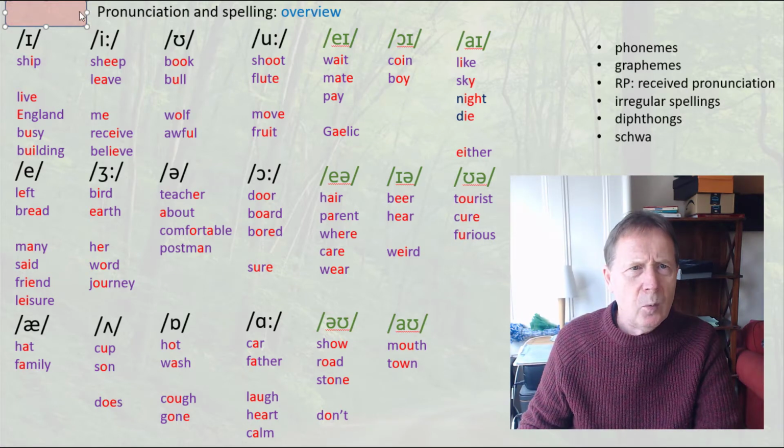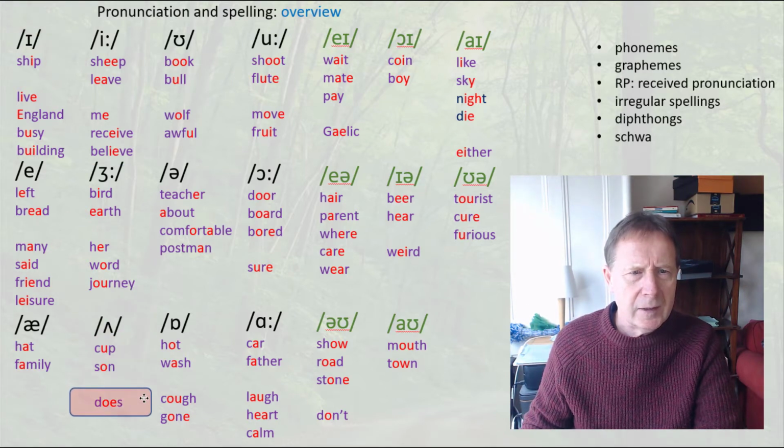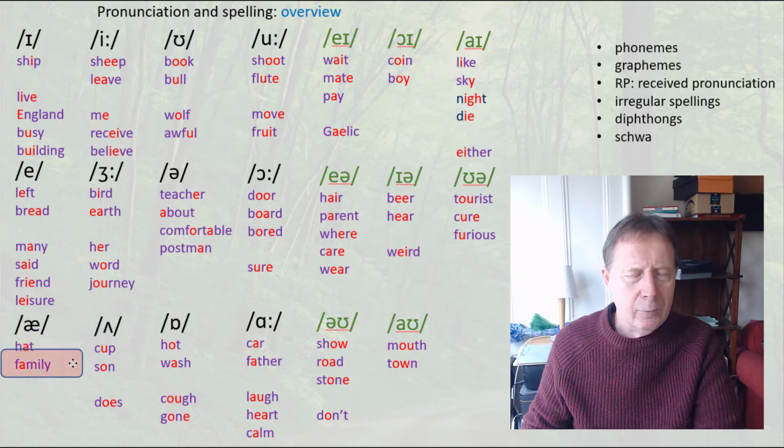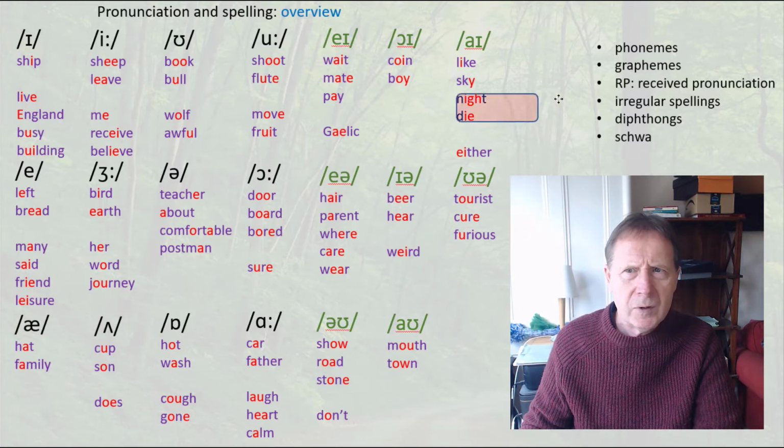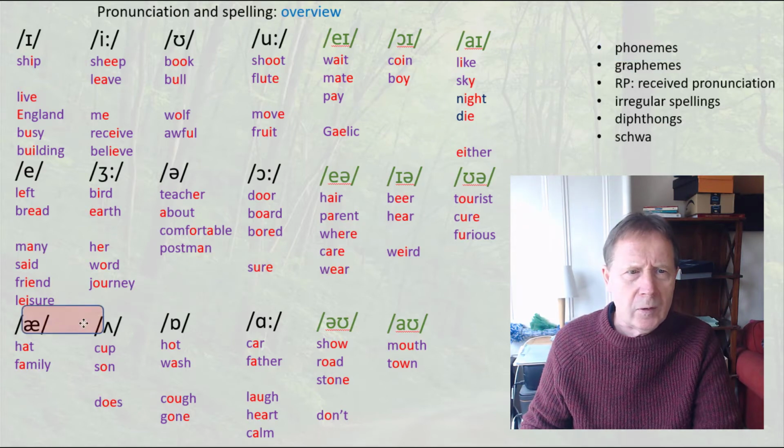In this video we're going to look at two sounds. We're going to look at ʌ, as in cup, sun, does, for example, and we're going to look at æ, as in hat, family, for example. Now these are called phonemes. So in this video we're going to look at the phonemes ʌ and æ.